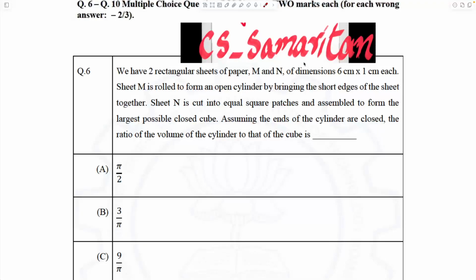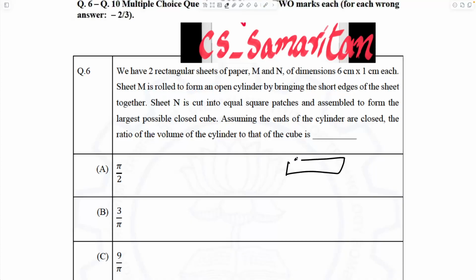Okay, so let's solve this question, which states that two rectangular sheets of paper M and N of dimensions 6 cross 1 each. So basically they have given us that two rectangles are present and both of their dimensions are 6 cross 1. So let's draw them so that we have a better visualization.